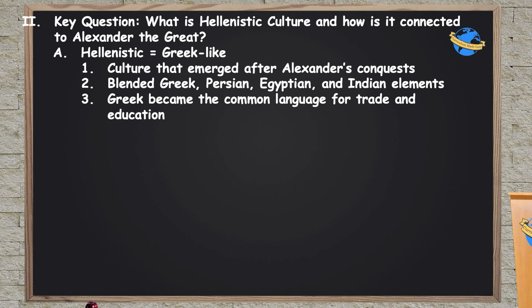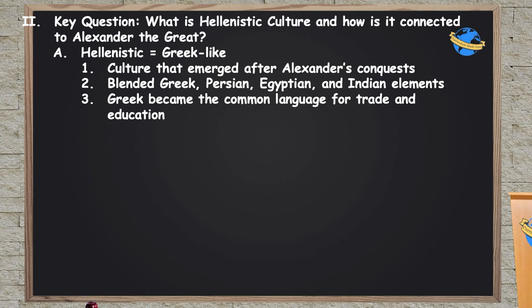At the core of this Hellenistic culture was the idea that Greek became the common language for trade and education. Now, people still spoke their local dialects and languages across the empire. They didn't really disappear, but Greek became the standard language of trade, much the same way that English is the language of international trade today. If you're going to do trade across the world, one of the most common languages that people speak is English, and that was Greek at this time, thanks to Alexander.